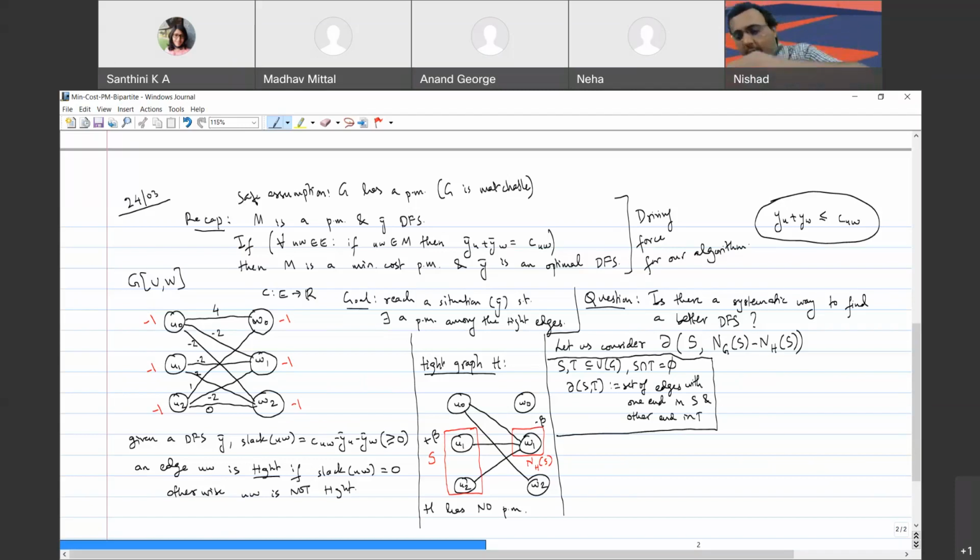All right. So let's look at what these edges are. Okay. Can anyone tell me what are the edges in this set? So what are the edges in this set at the vertex U1? U1, W2. And what about the vertex U2? U2, W0 and U2, W2.